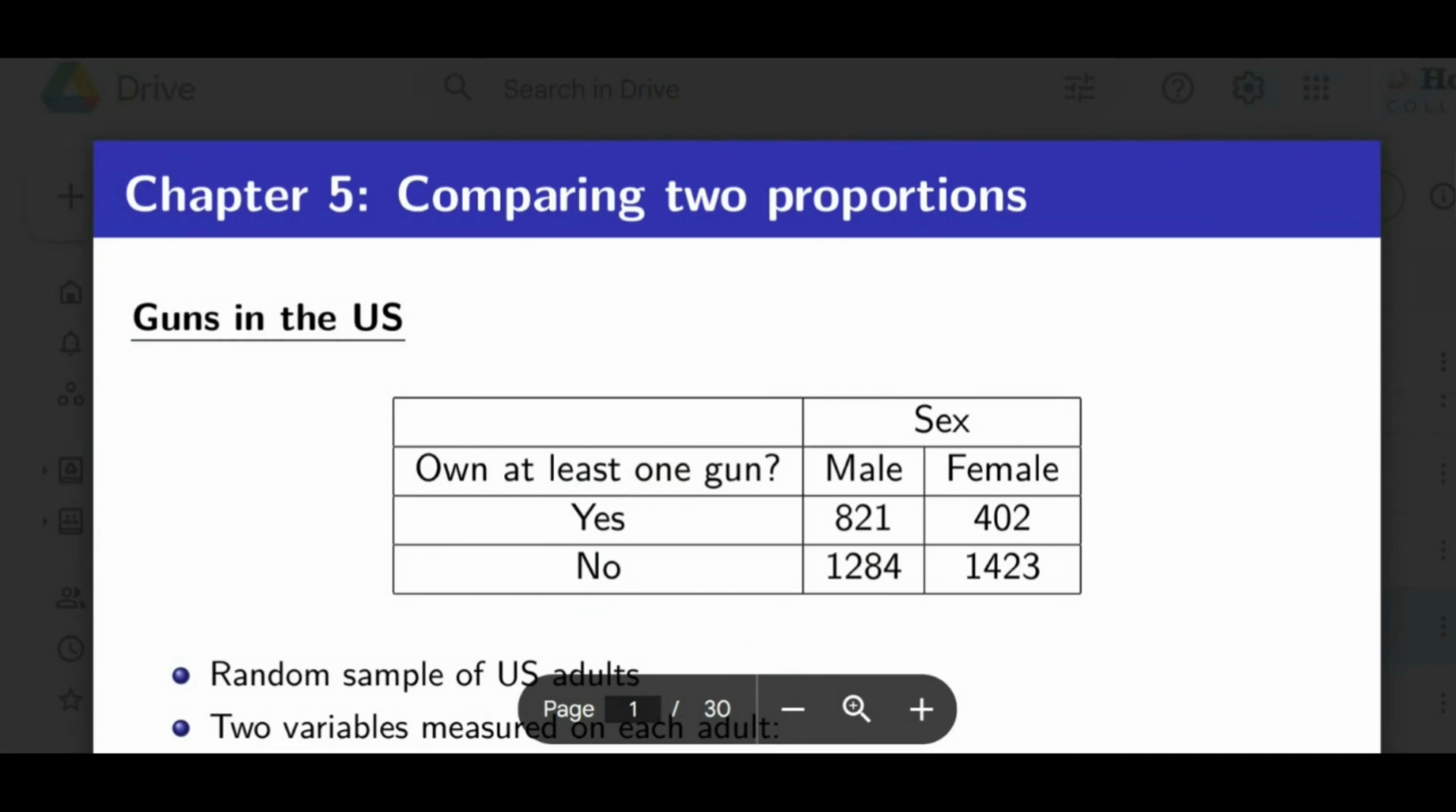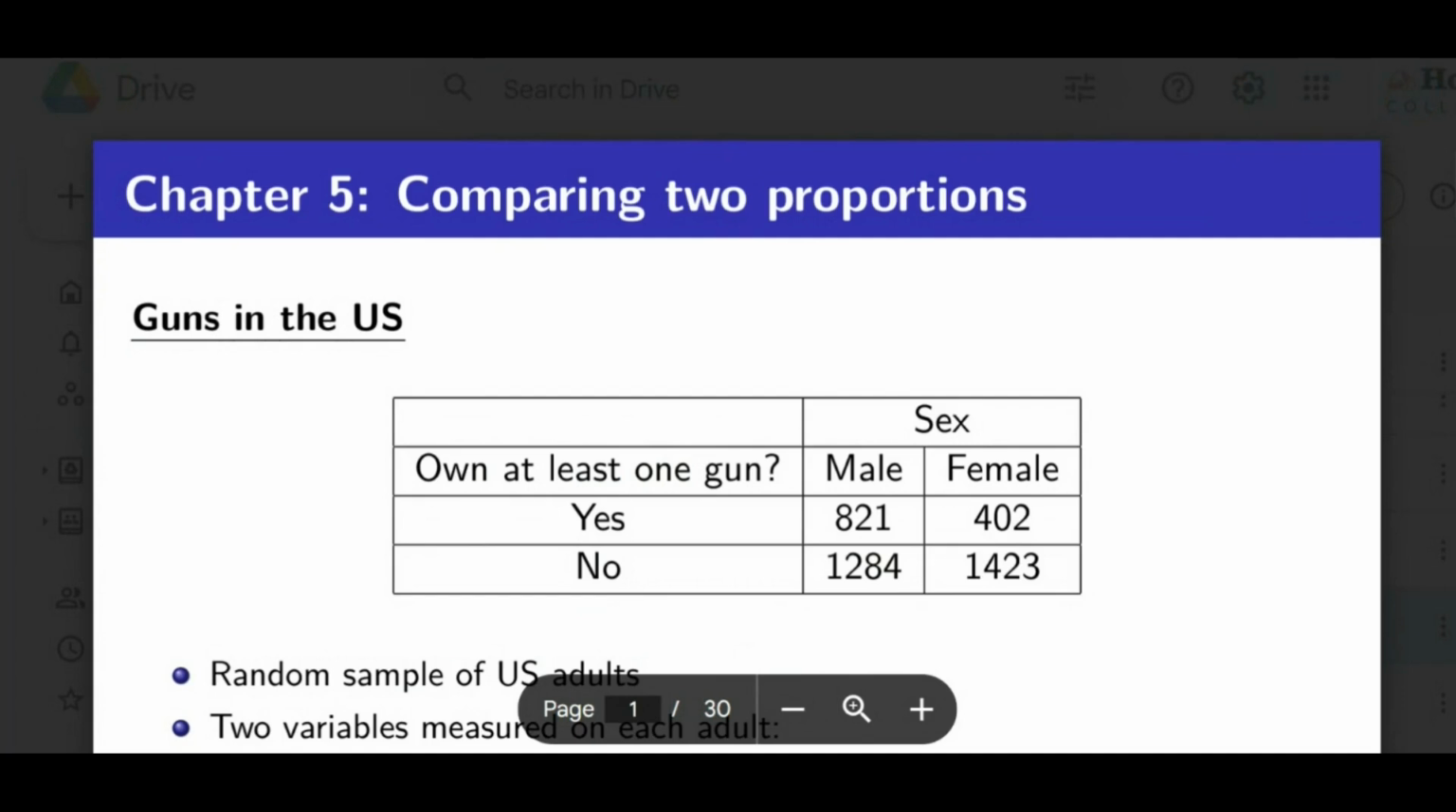So this activity was supposed to be a warm-up to this kind of data. I have here a very simple data set to understand. I had a group of people, I recorded their sex, and I asked them a simple question: do you own at least one gun? You either say yes or no. So is this a yes or no question? Yes. That's why we're interested in a proportion. There's nothing new here. The only thing new is that I'm asking this question to two groups of people, males and females.